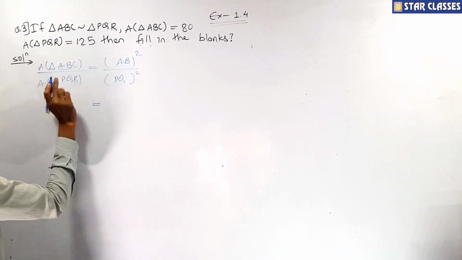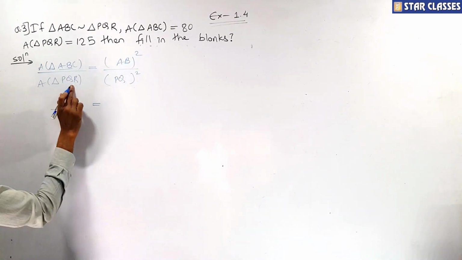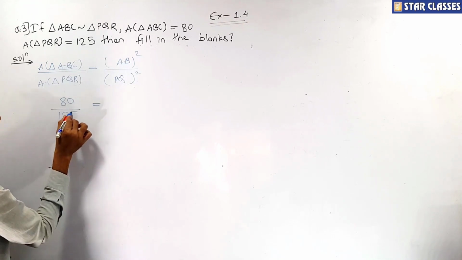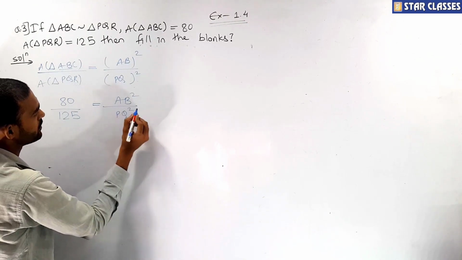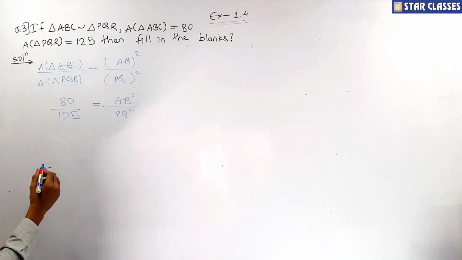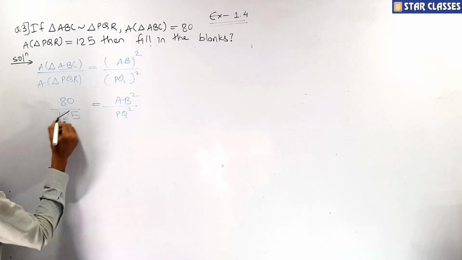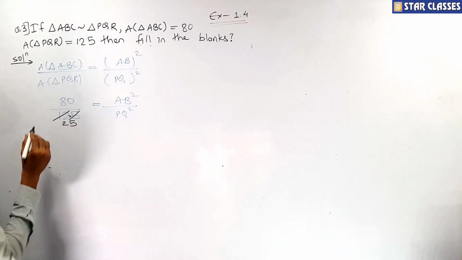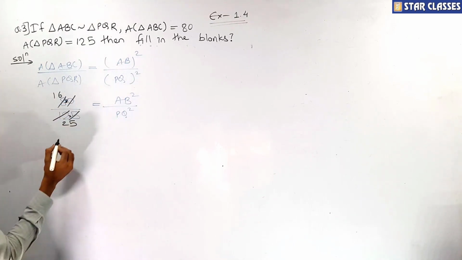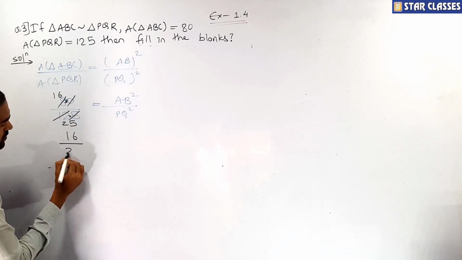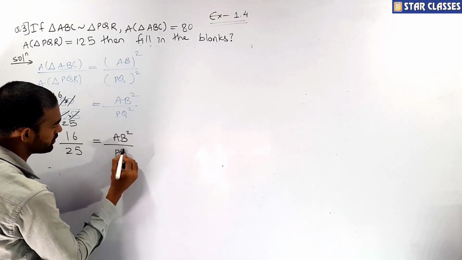Do we know the area of triangle ABC? Yes. How much? 80. So we'll put here 80 upon area of triangle PQR. The value is given, 125, is AB squared upon PQ squared. Right? Now, can we divide them? Yes. Let us divide them by 5. 5 2s are 10, 5 5s are 25, 5 1s are 5, 5 6s are 30. So my answer is 16 upon 25, AB squared upon PQ squared.